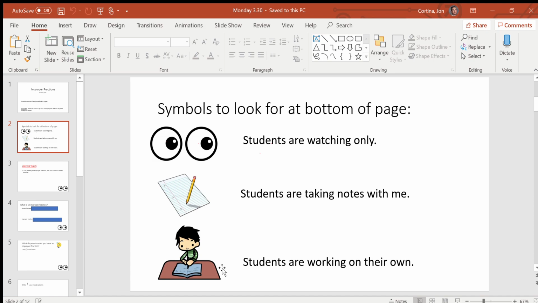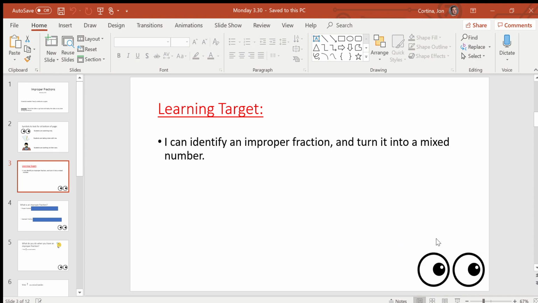When you see this little guy down here, students should be working on their own. So when I give you a problem to do on your own, you should pause the video, do the work, and then press play on the video and check your work with mine on the screen. So for example, we have the eyes down here. You should just be watching and listening.